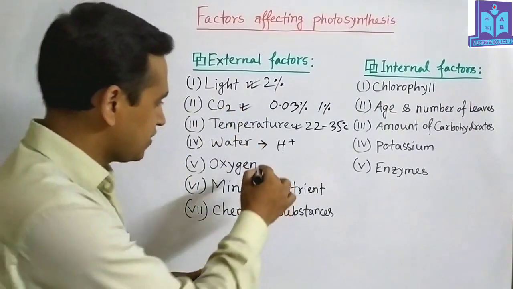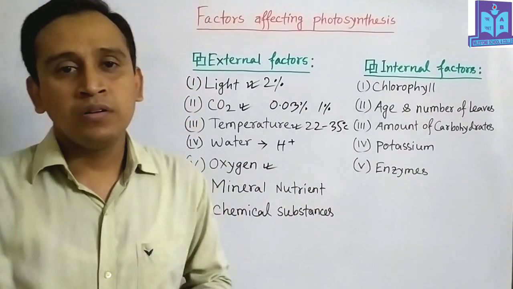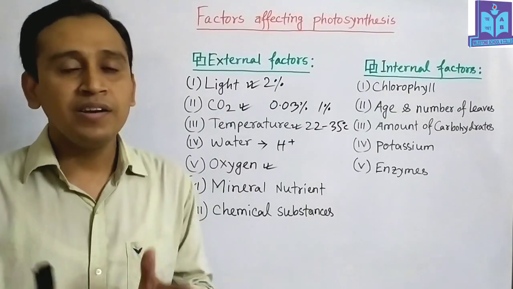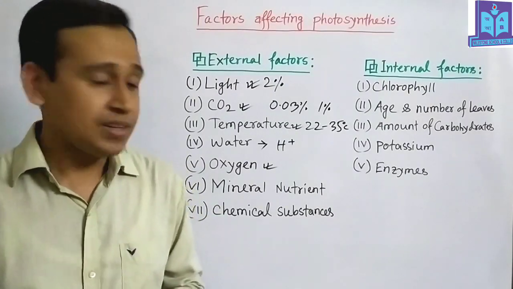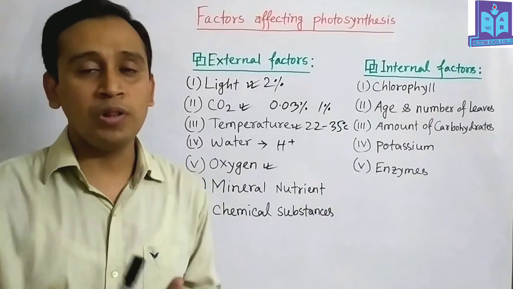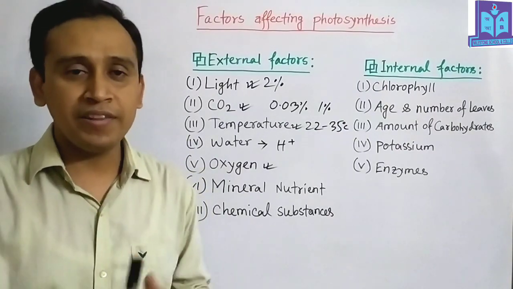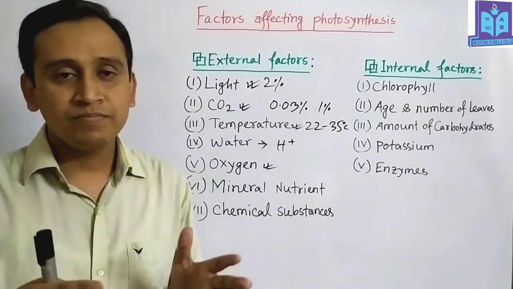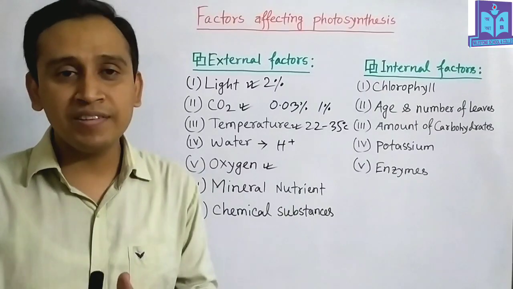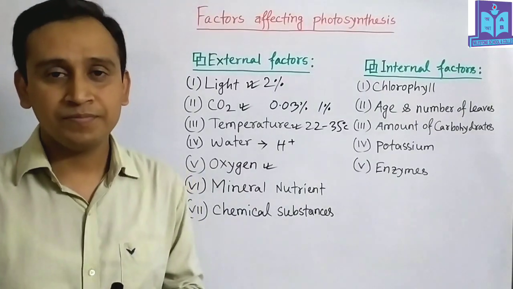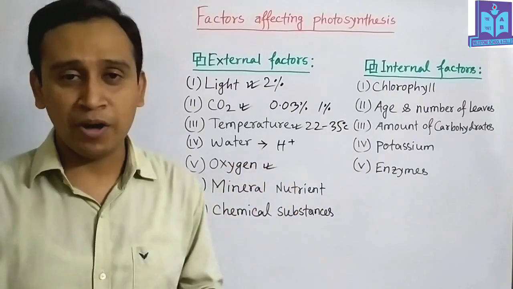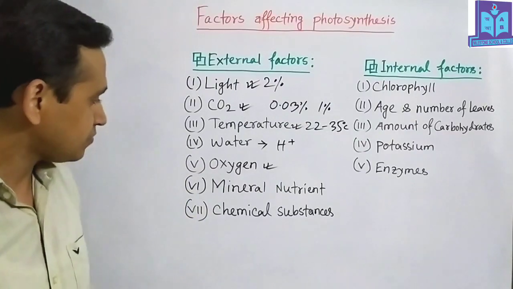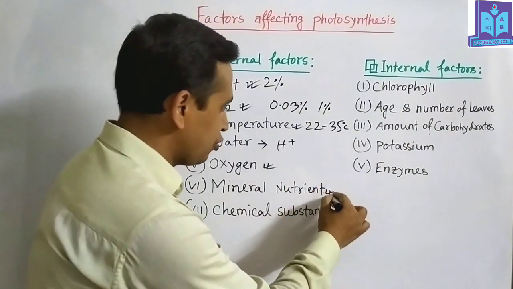Next one is oxygen. If the concentration of oxygen decreases in the atmosphere, then the rate of photosynthesis will increase. Conversely, if the concentration of oxygen increases, the rate of photosynthesis will decrease. But in an oxygen-less environment, the photosynthesis process completely stops.